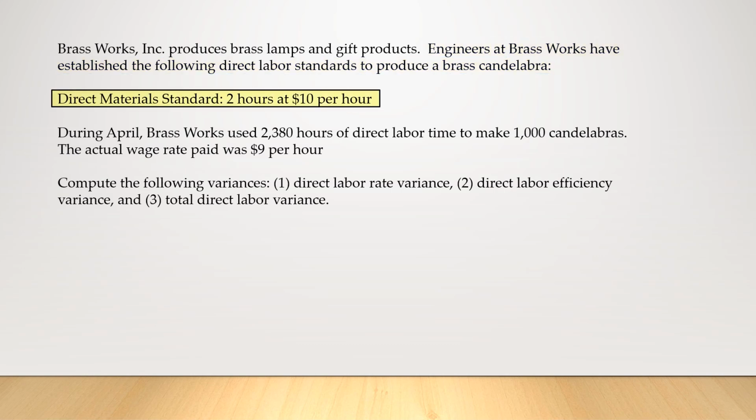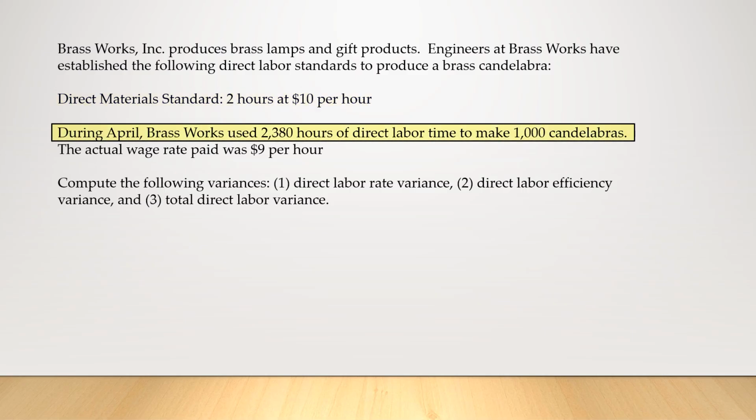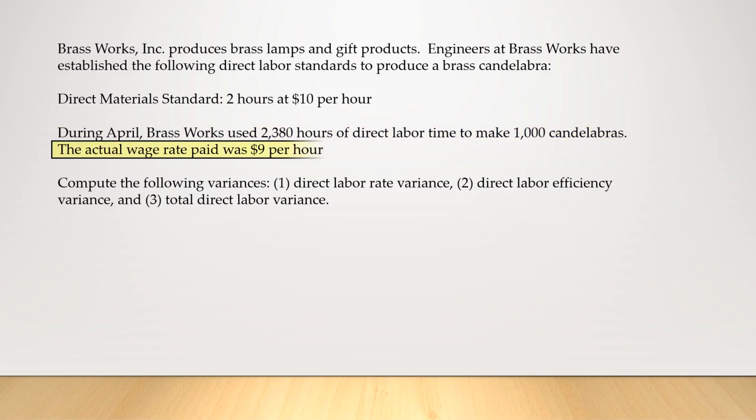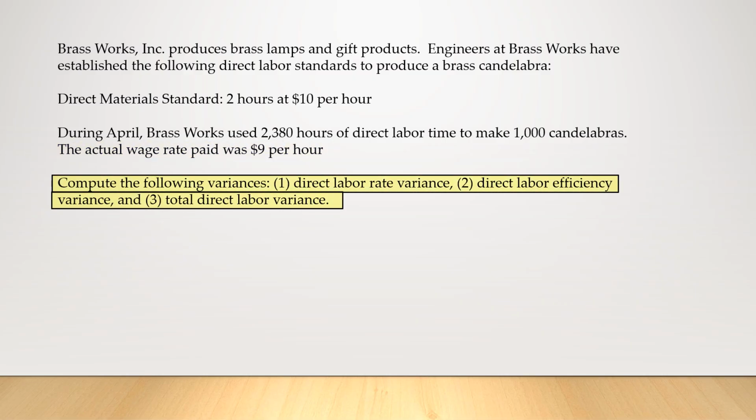Direct labor standard of 2 hours at $10 per hour. During April, Brassworks used 2,380 hours of direct labor time to make 1,000 candelabras. The actual wage rate paid was $9 per hour. Compute the following variances: the direct labor rate variance, the direct labor efficiency variance, and the total direct labor variance.